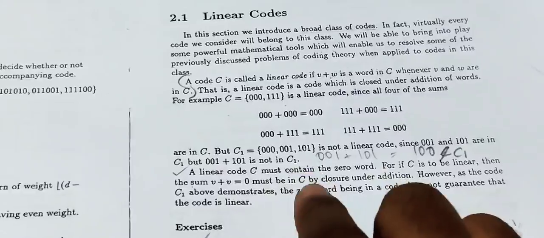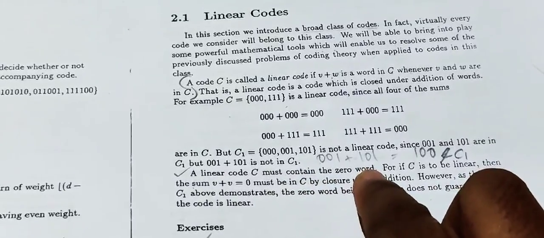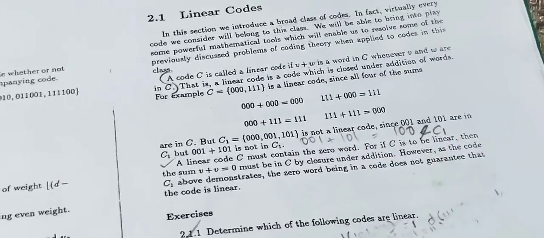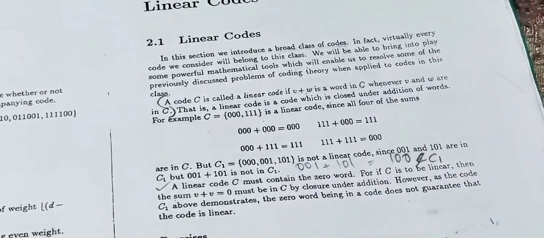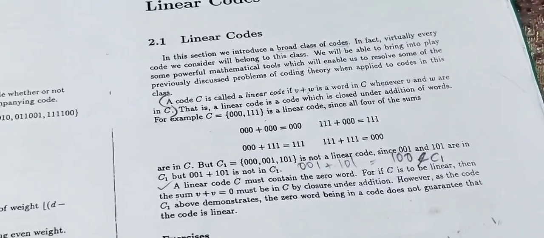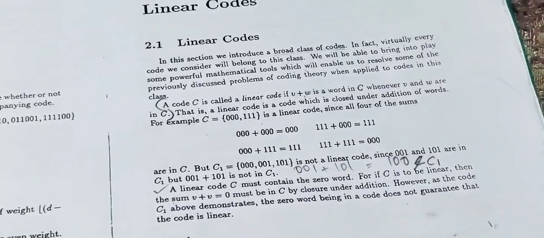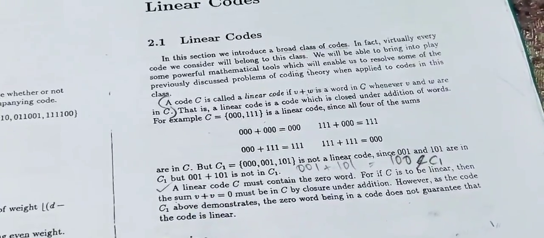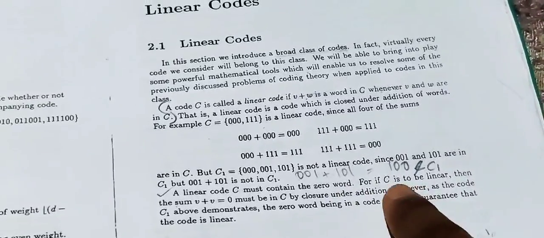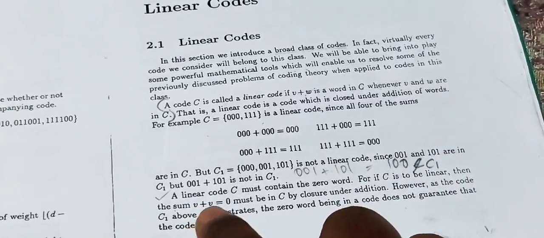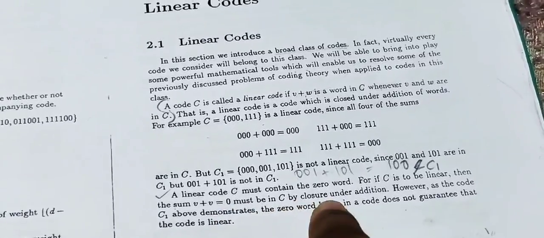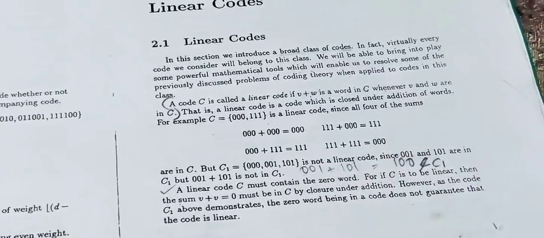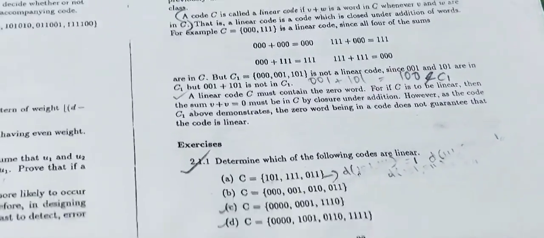A linear code C must contain the 0 word. എപ്പോഴും linear code പറയുന്നത് എന്താണ്? 0 വേർഡിനെ contain ചെയ്യും. So always a linear code, നമ്മളൊക്കെ അറിയാം, vector space always എന്താണ്? Vector space-ിൽ 0 is the identity. So every vector space contains 0 ആണ്. So here similarly linear code also contains the 0 word. If C is said to be linear, then the sum V plus V equal to 0 must be in C by closure under addition. So this is the linear code concept.